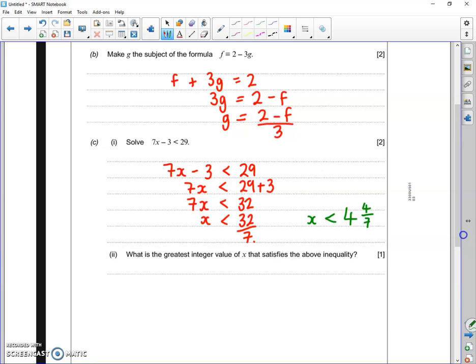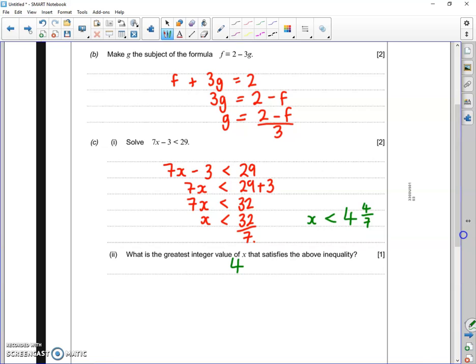So the greatest integer, the biggest whole number that satisfies, it's got to be smaller than 4 and 4 sevenths, would be 4. Any bigger than that, and you've got bigger than the inequality. Any smaller than that, and it's not the greatest integer.